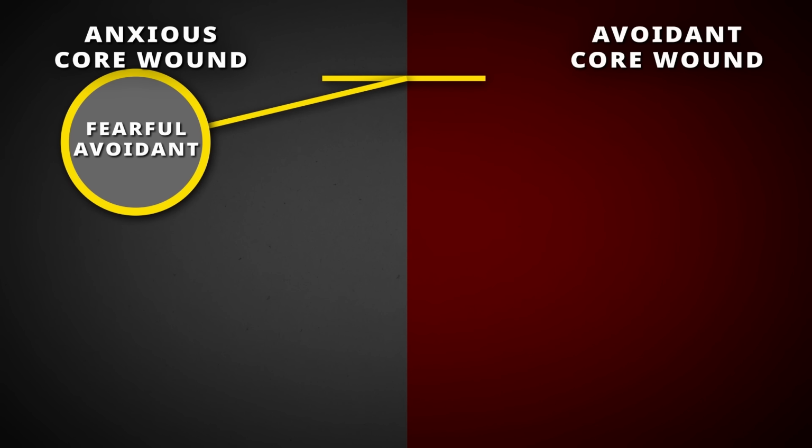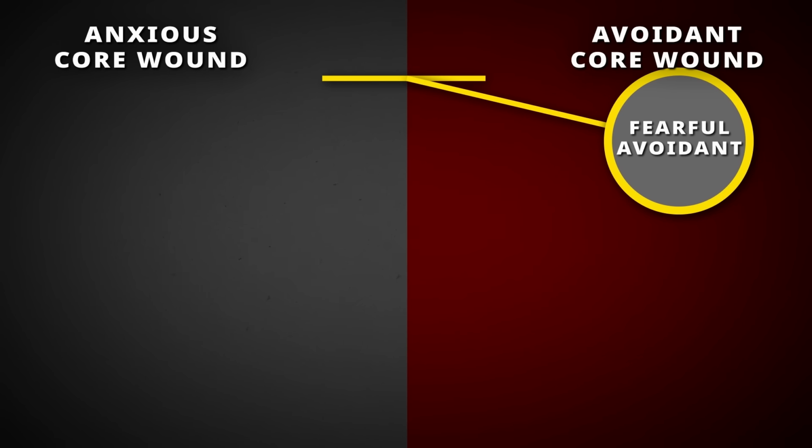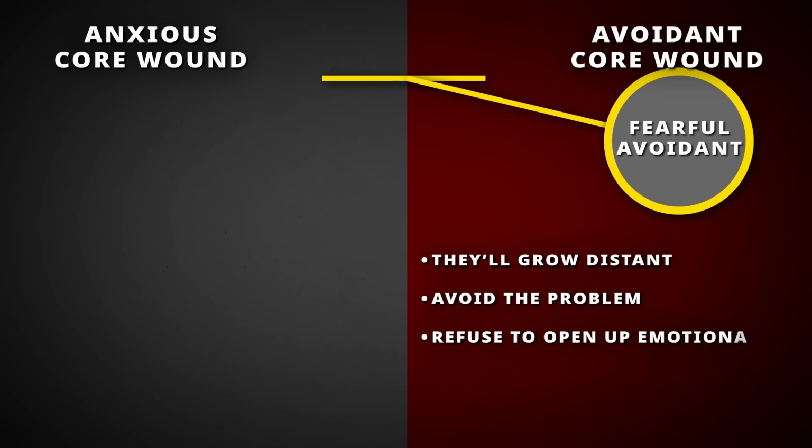Makes sense, right? Well, now let's say that the fearful avoidant encounters an individual that triggers their avoidant core wound. That person makes the fearful avoidant feel like they are losing their independence. Well, guess what happens? The pendulum will swing to the avoidance side, and the fearful avoidant will react in a very avoidant way. They'll grow distant, avoid the problem, refuse to open up emotionally.